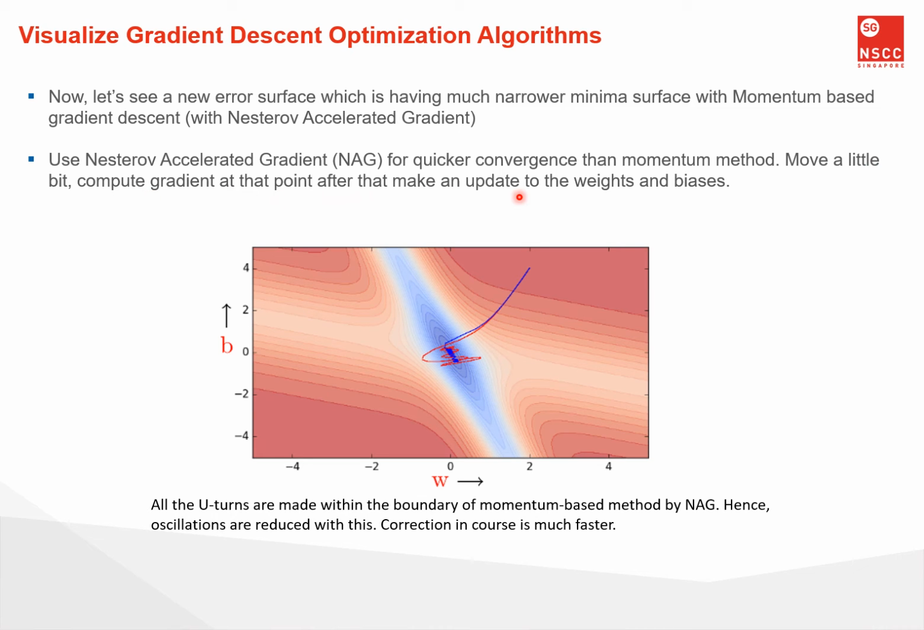So NAG is able to converge better than the momentum method, because by looking ahead, it gets a better estimate of the gradient as compared with the momentum-based method only. All the U-turns are made within the boundary of the momentum-based method, but with NAG the oscillations are reduced, and the convergence is much faster. So you can combine the two. You can have momentum with NAG so that it can estimate the gradient better and converge faster to the lowest point. And of course, as I mentioned just now, scale the values so that you don't end up generating these kinds of shapes in the loss function.